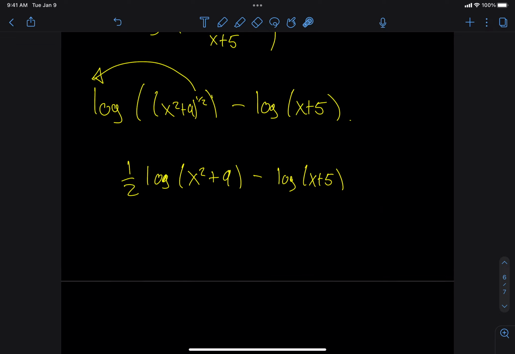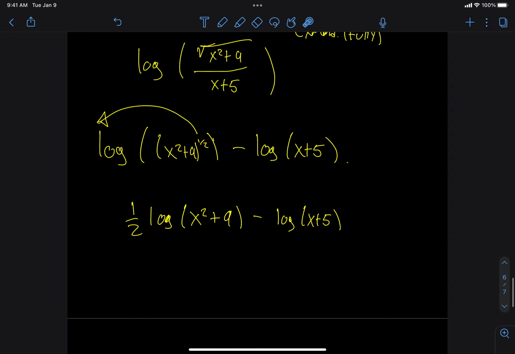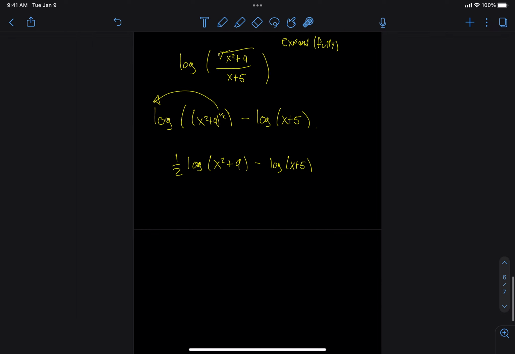So that's an example of the log stuff. Does that satisfy you, Connor, or you want to see more? No, I got it. Okay. So that was logs.